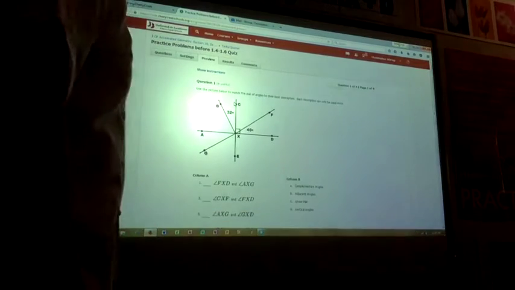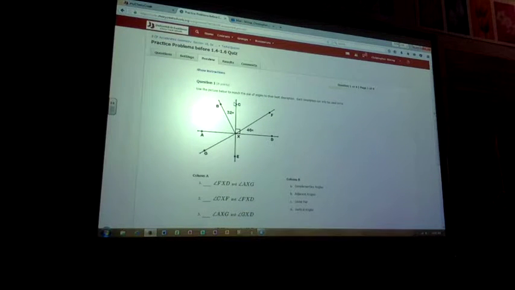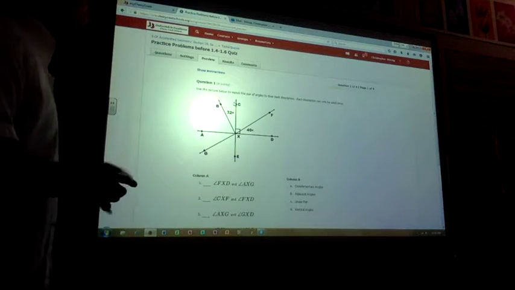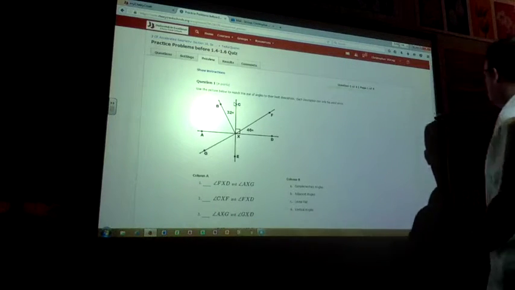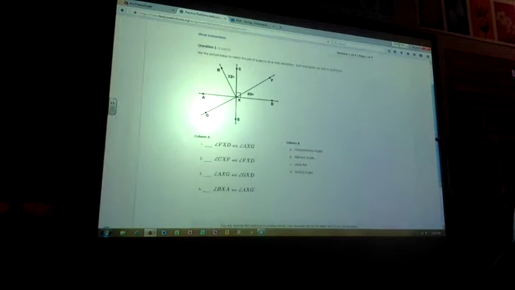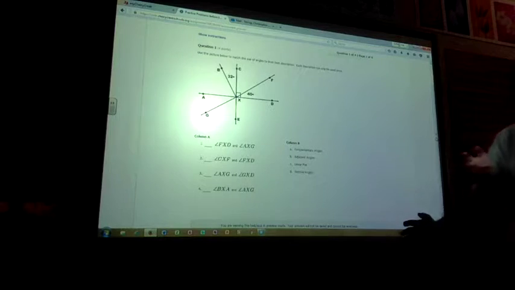Up here because I want to make sure we're good. So let's go through and work with what we know. The first one says we want to match these columns. Let me bring this down a smidge. We want to match the columns. So I think we're okay with doing this.